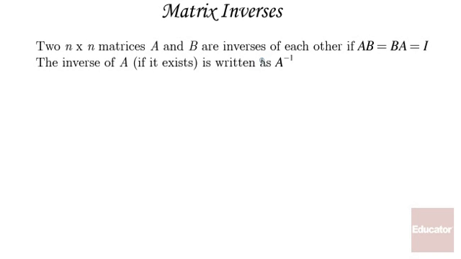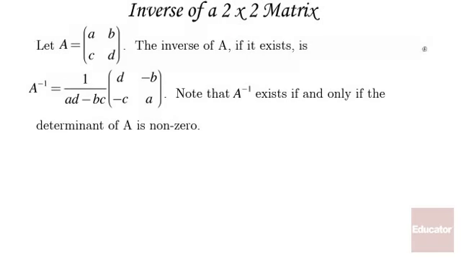So again, let's say I was given two matrices, A and B, and then I was asked, are they inverses? The way I would determine that is by multiplying those two out, and if the product is the identity matrix, then they are inverses. If it is not, then those two are not inverses of each other. So let's talk about finding the inverse of a 2 by 2 matrix.